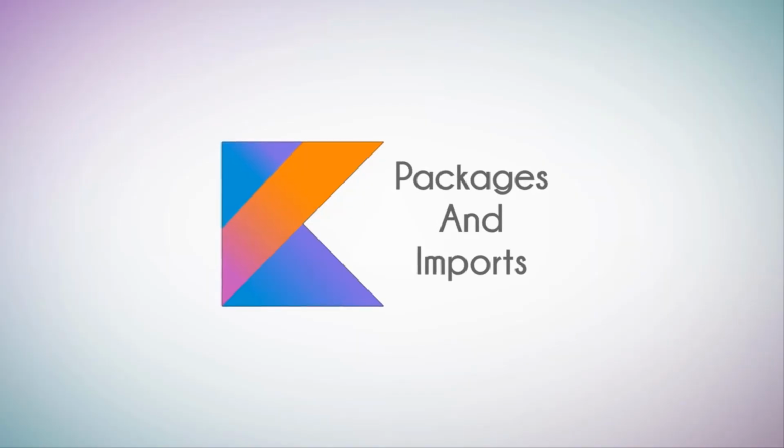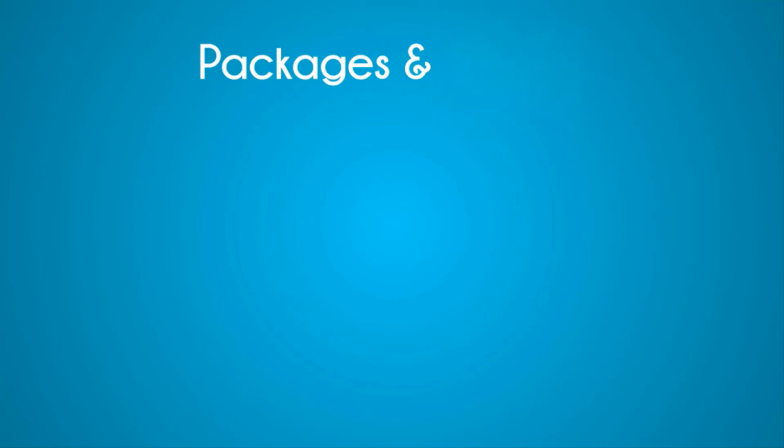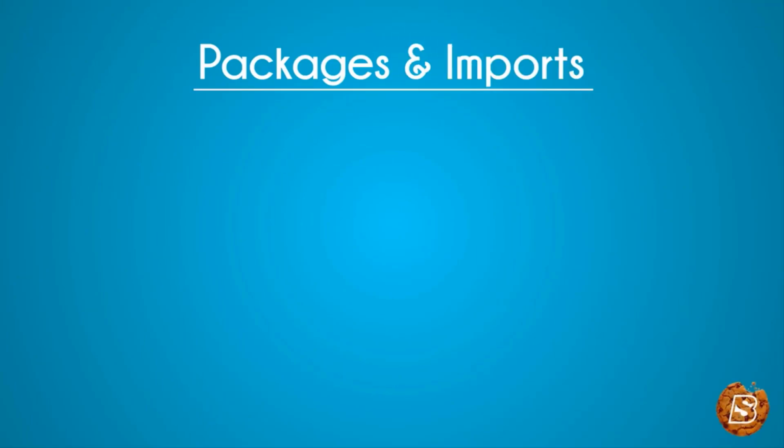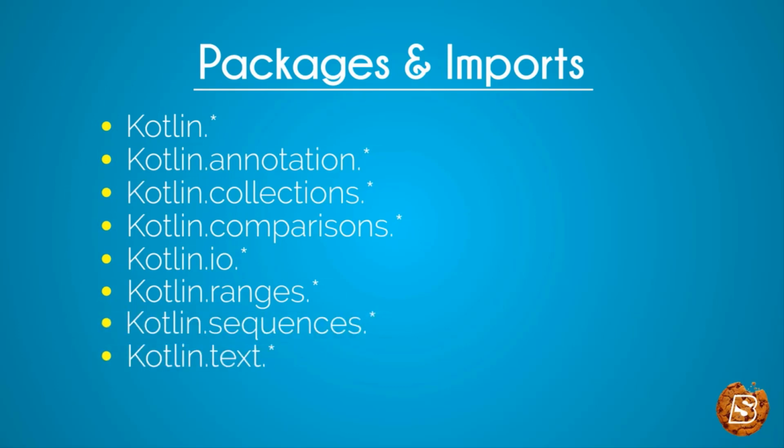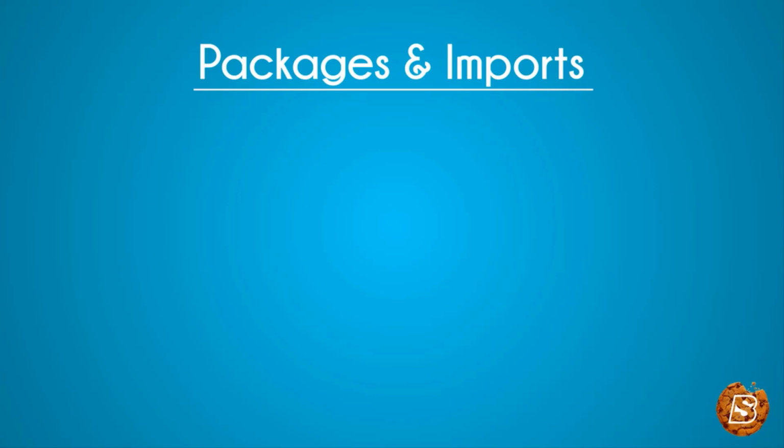In this lecture we'll be exploring packages and imports. Any source file that we have can start with a package declaration. Now a package basically consists of classes and functions, and some of the packages that are available by default in every Kotlin file are kotlin, kotlin.annotation, collections, comparisons, io, ranges, sequences, and text. So these are the default imports, you can say. And based on the environment that we are targeting, for instance, if we are targeting the Java virtual machine, then we have java.lang and kotlin.jvm packages available.